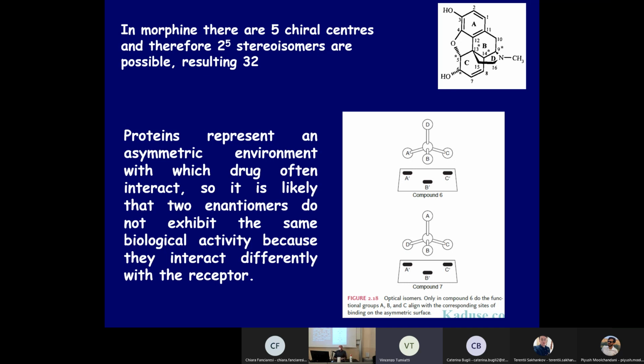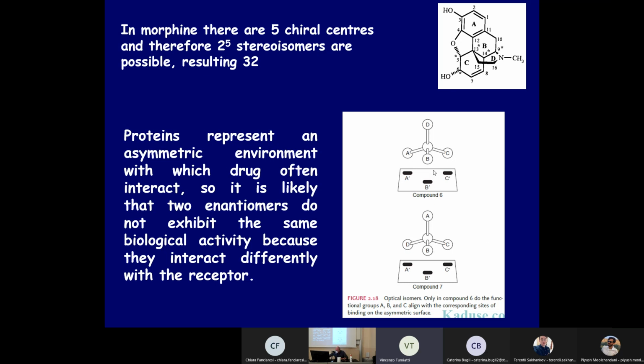There are 32 different stereoisomers of morphine, but only one is morphine. Only one is active. So you can understand the importance of the stereochemistry in the interaction of this compound with its target. But why is stereochemistry so important?